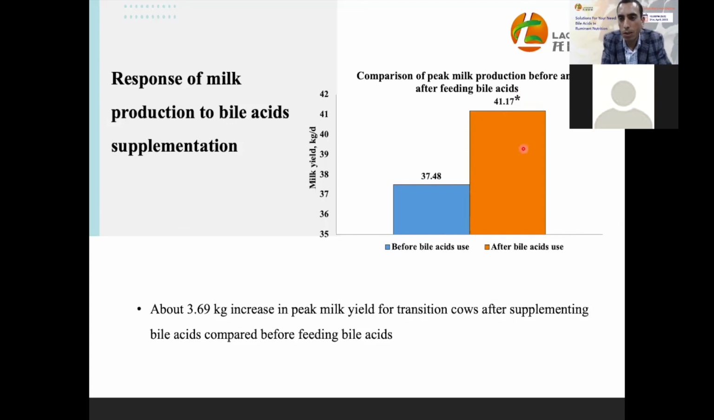In the future, we will try to increase the length of time of the experiment to cover the mid of lactation, and maybe to cover the whole lactation and evaluate different parameters of milk and fertility and health, and even antioxidant and oxidative stress of the cow, and also immunity.